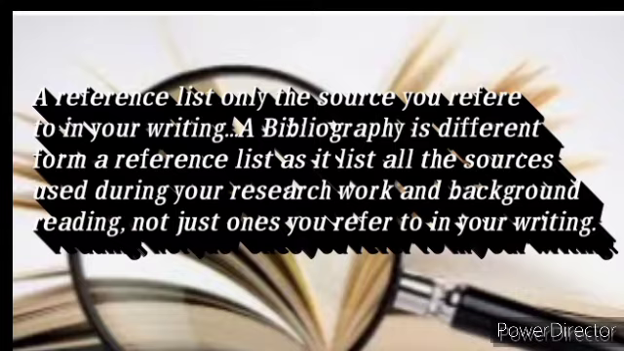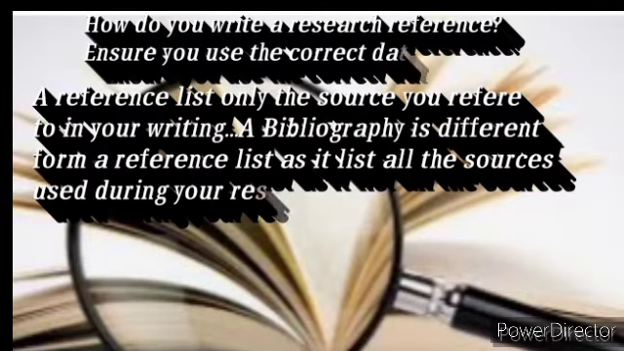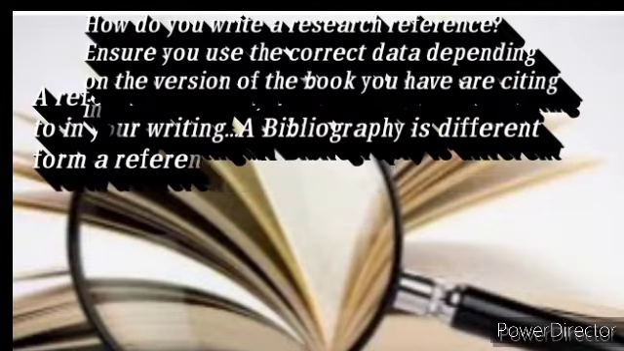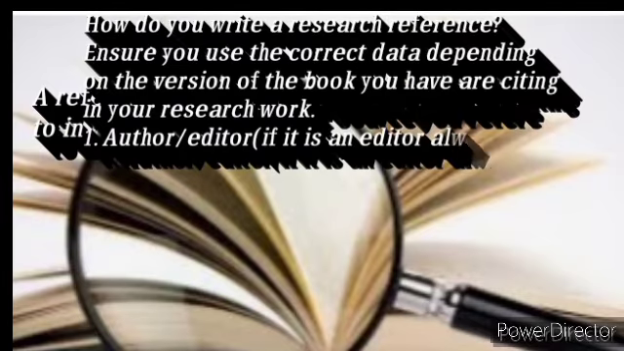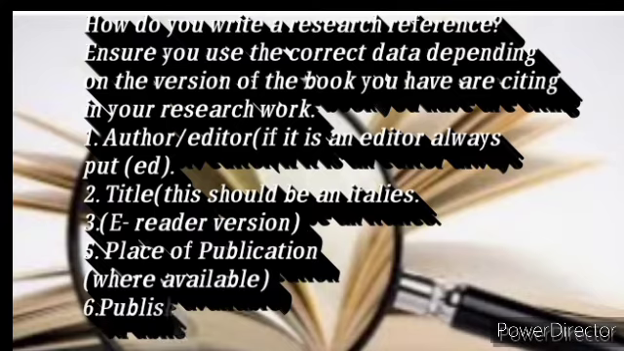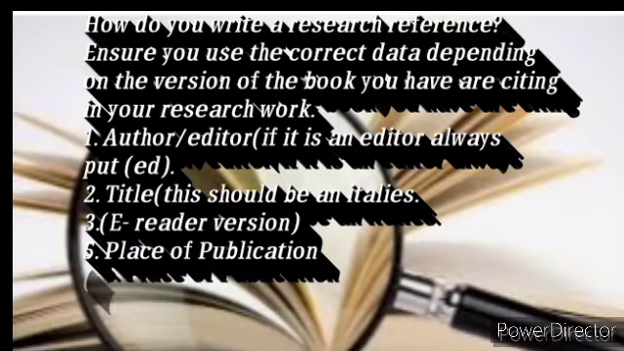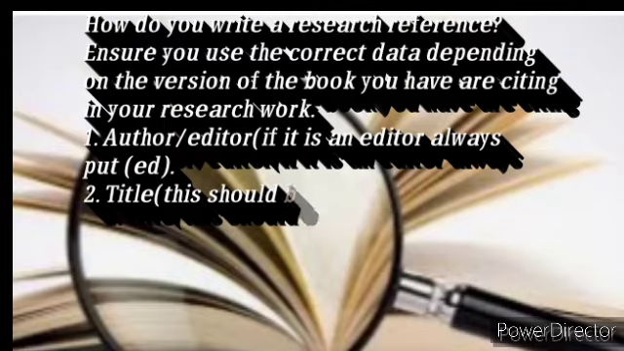How do you write a research reference? Ensure you use the correct data depending on the version of the book you are citing in your research work. The first one, you should have author or editor. If it is an editor, always put ed. Title, this should be italicized. Reader version. Edition, if not the first edition. Place of publication, where available. Publisher, year of publication.